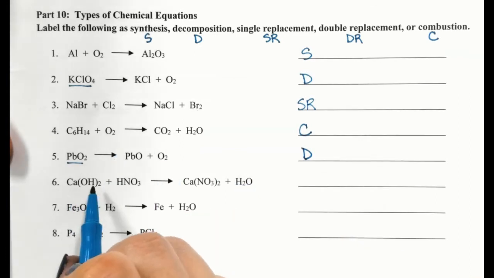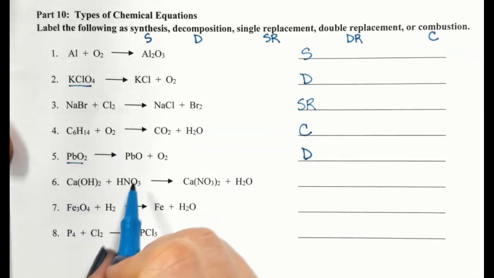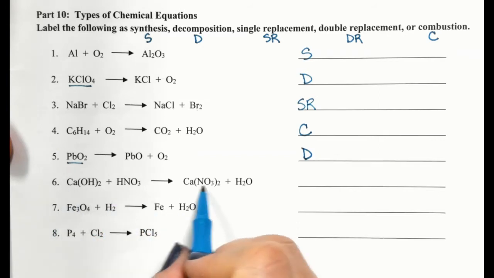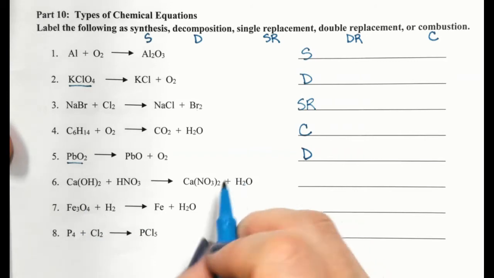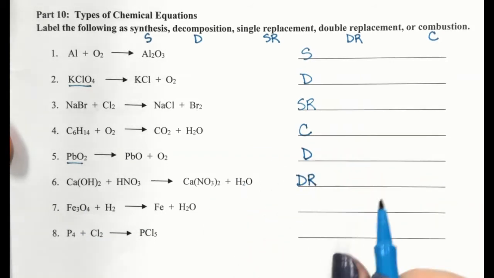Here we have a compound plus another compound, and notice we get first and last here, and then third and second. Hydrogen and hydroxide make water. This is a double replacement reaction.